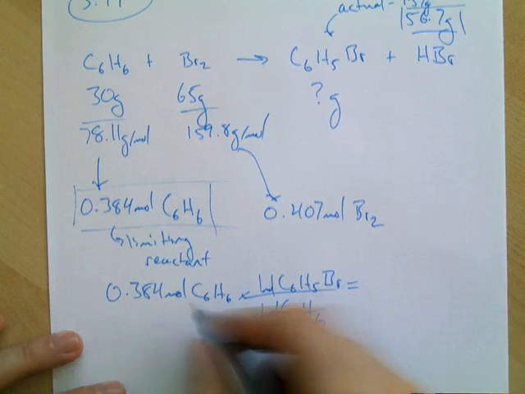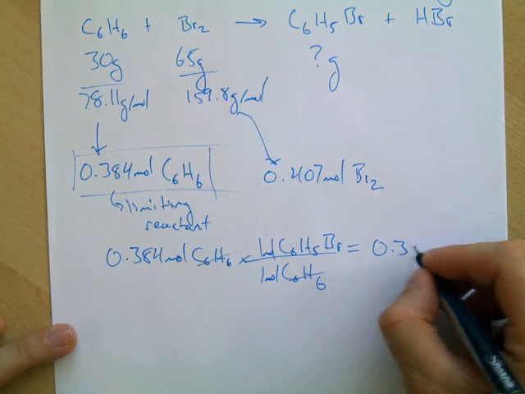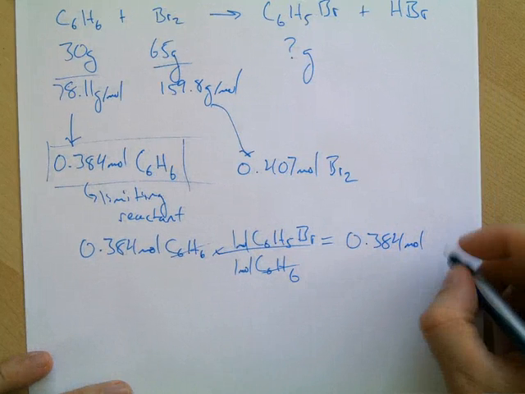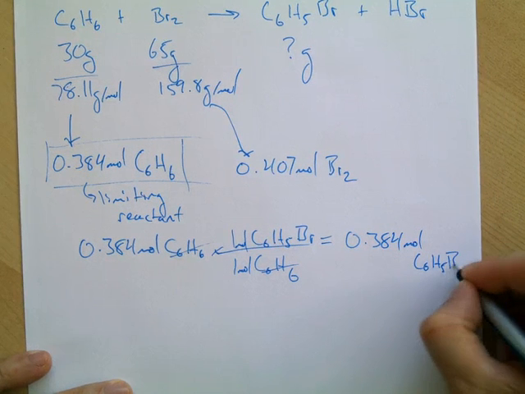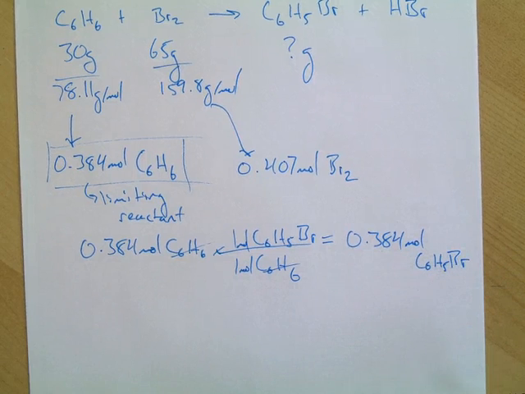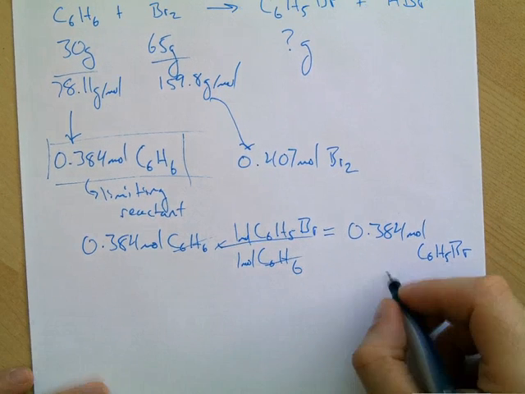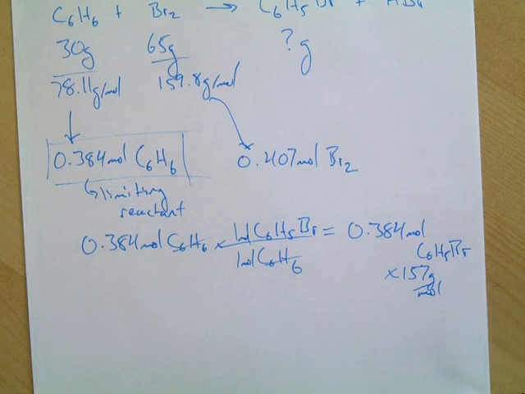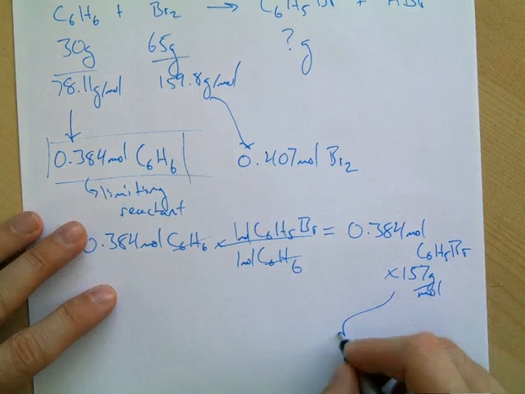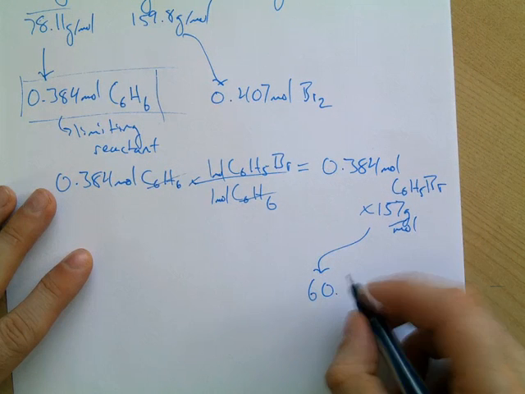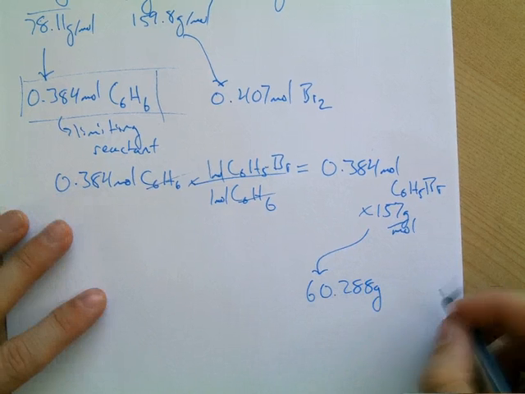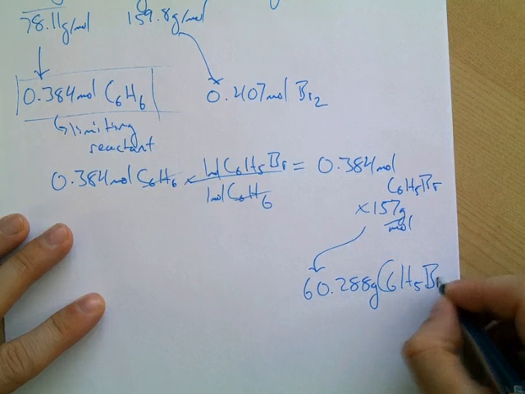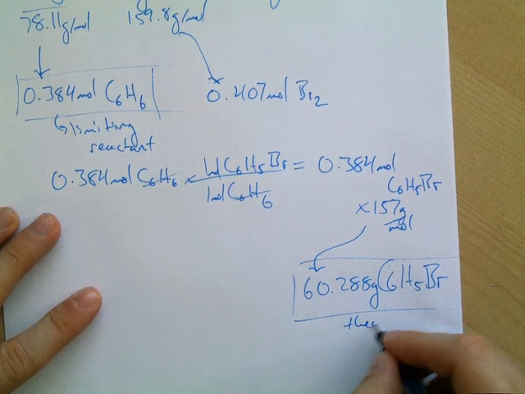And naturally, I get exactly the same amount of product as I have of my reactant in a 1-to-1 limiting reactant situation. So I have 0.384 moles of C6H5Br. Okay, so I'm going to have to take this number, and then I'm going to multiply it by the molar mass to figure out how many grams. Turns out the molar mass I'm going to multiply it by is 157 grams per mole, and that's for the C6H5Br, which I've added up ahead of time. And when I multiply those two numbers, I get 60.288 grams of my product that I'm analyzing, which is the C6H5Br. Okay, so this right here is my theoretical yield.